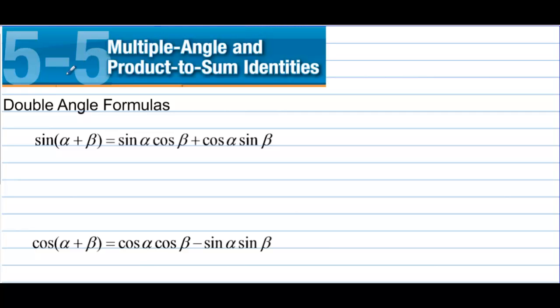Section 5.5, we're going to start out with double angle formulas. Let's start with the angle sum formula for sine. We have sine of alpha plus beta is sine cosine and then cosine sine.